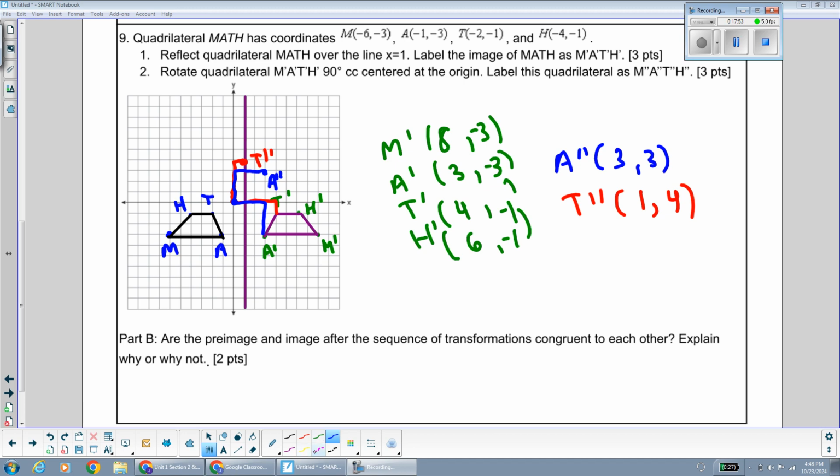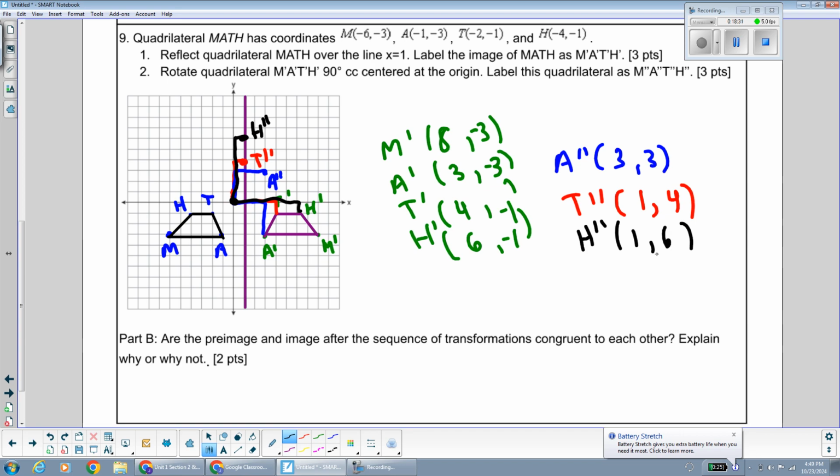Okay, I'm going to use a different color next. I guess I'll use black, since I haven't used black. So I'm going to connect from the center. Oh, I went too far. Oops, I'm trying to go to point H. There we go. So that's 1, 2, 3, 4, 5, 6, and then 1. H double prime is 1, 6. Notice the same numbers, just mixed up, different signs, but the same two numbers.